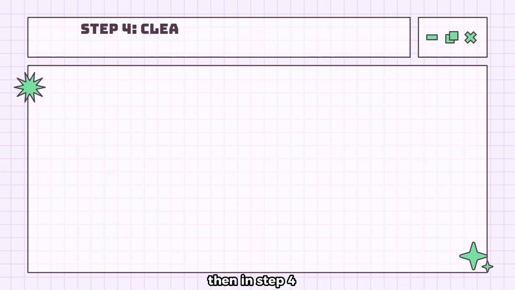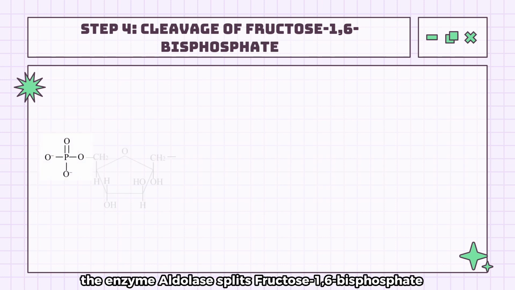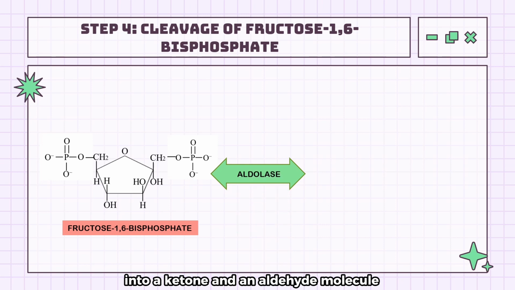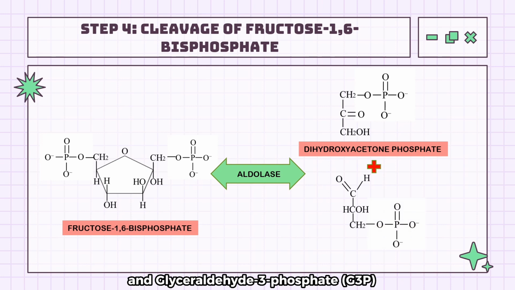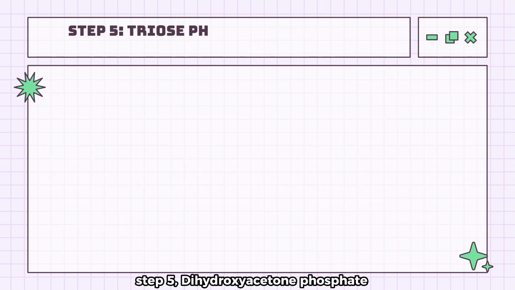Then, in step 4, cleavage of fructose 1,6-bisphosphate occurs. The enzyme aldolase splits fructose 1,6-bisphosphate into a ketone and an aldehyde molecule. These sugars, dihydroxyacetone phosphate, DHAP, and glyceraldehyde 3-phosphate, G3P, are isomers to each other. The reaction is reversible.